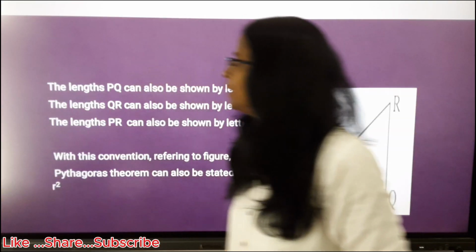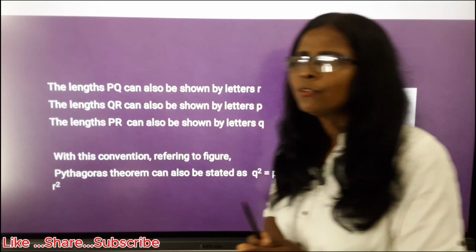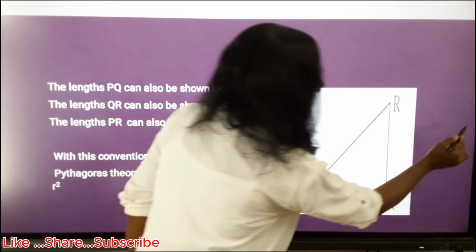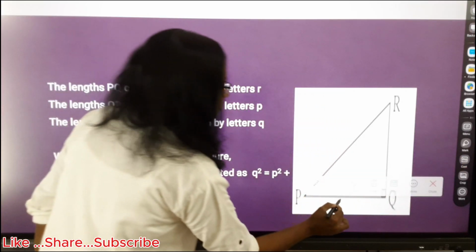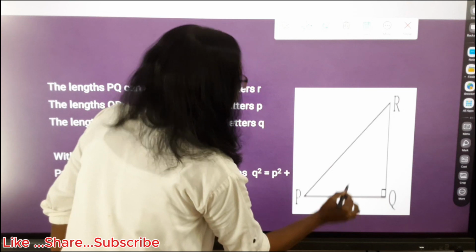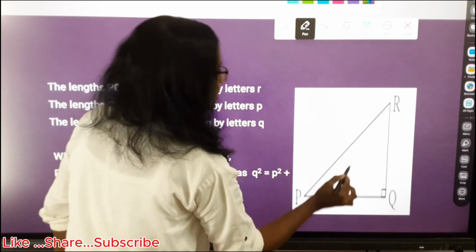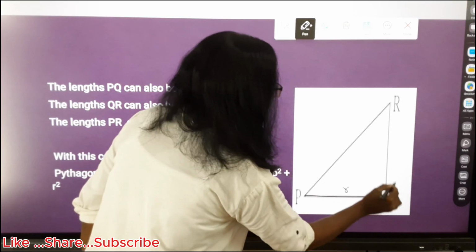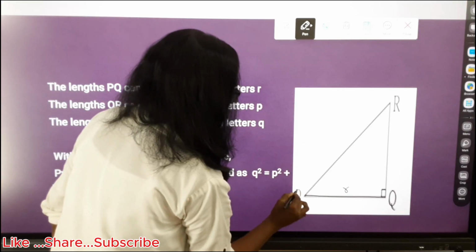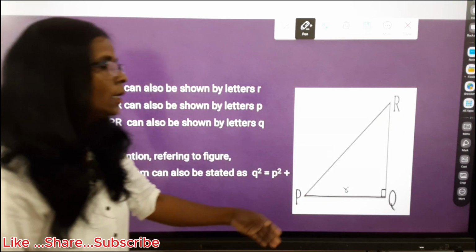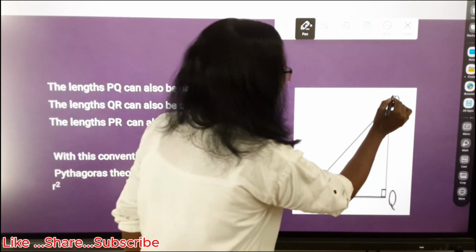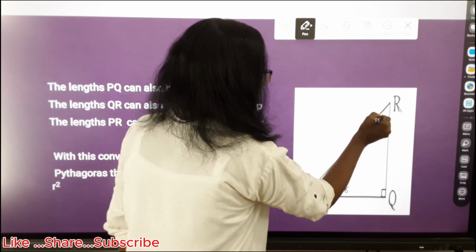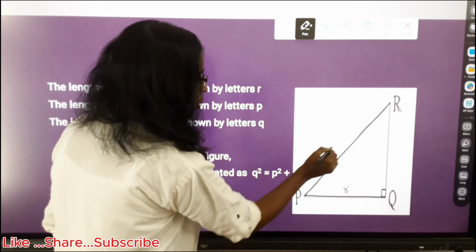Now the next one. Here, students, if you consider this side PQ as the side r, this one is the PQ side, and we consider it as r because the opposite angle of this side is capital letter R. So here we consider this side as r, and here PR, we consider that PR as small letter q.